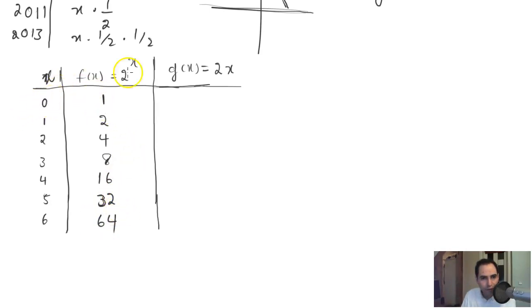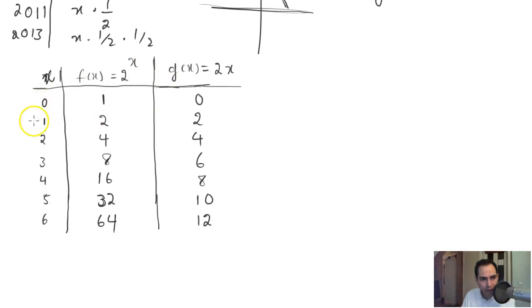And for this function, you just multiply this 2 into each of these inputs. So 2 into 0 is equal to 0. And then 2 into 1 is equal to 2. 2 into 2 is equal to 4. 2 into 3 is equal to 6. 2 into 4 is equal to 8. 2 into 5 is equal to 10. And 2 into 6 is equal to 12.